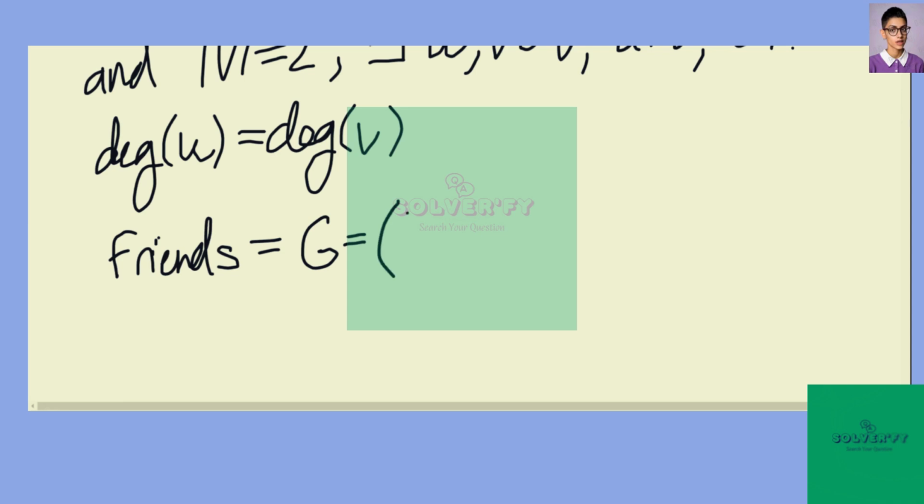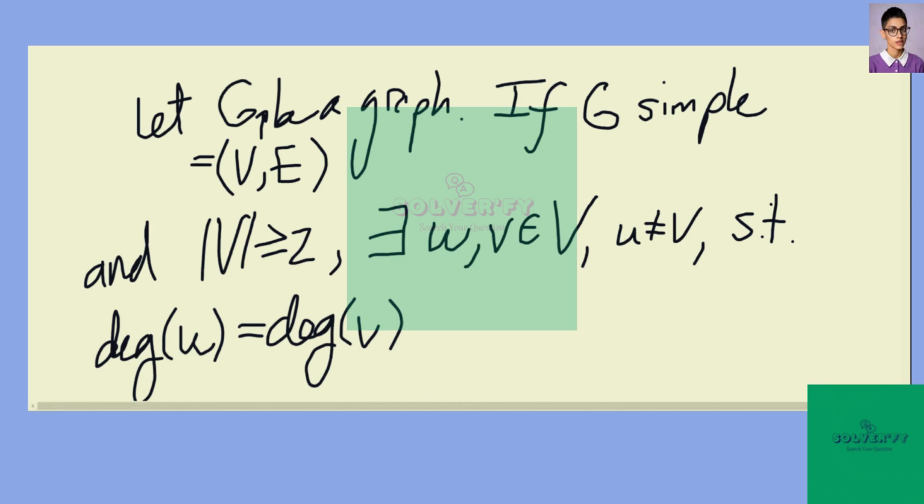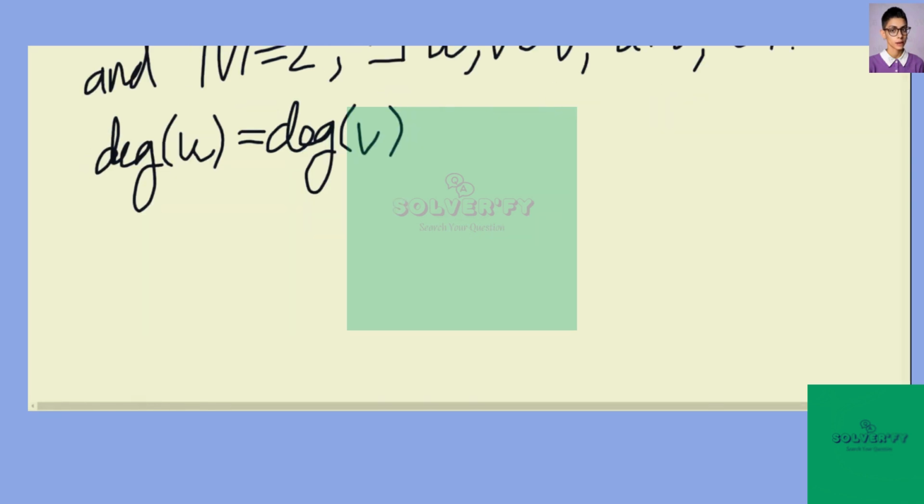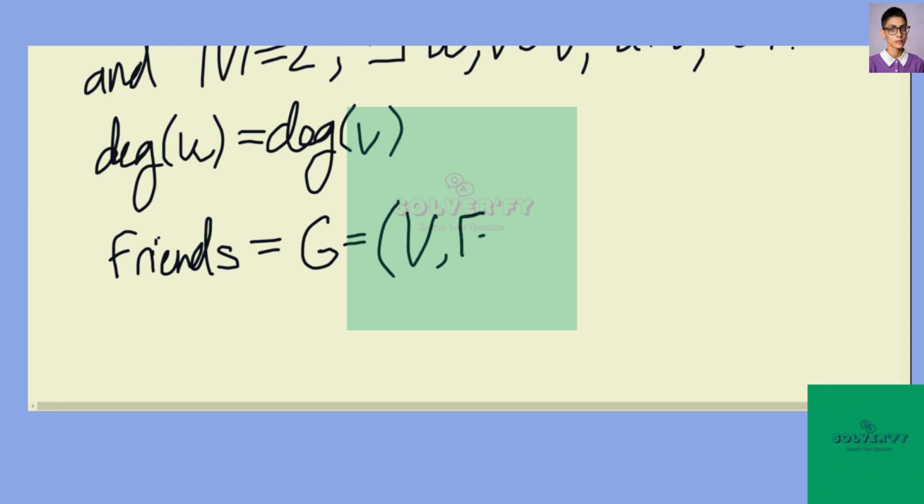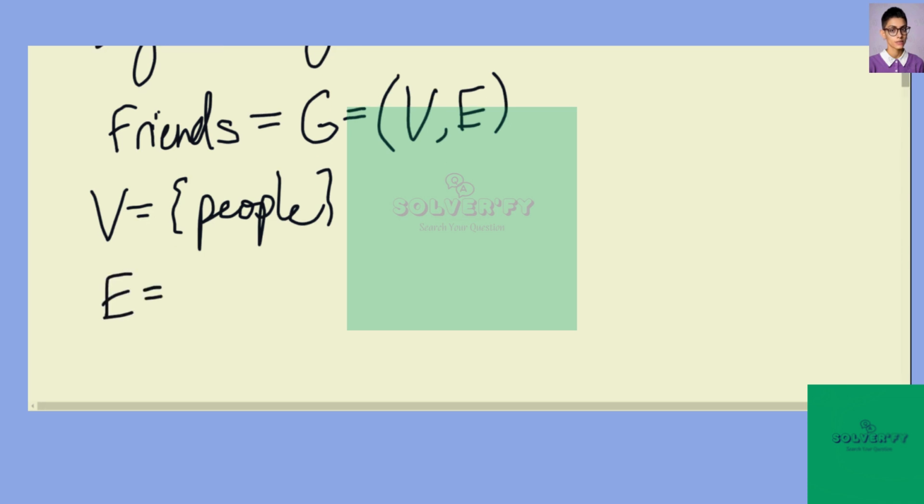So, if we're trying to model friends, this is the friends graph, which I'll call G, which is the pair V, E. We'll want to take the vertices to be the people in the group, and the edges are going to be the set of all pairs of people from the group such that U is friends with V.